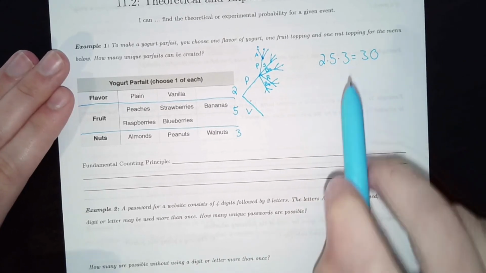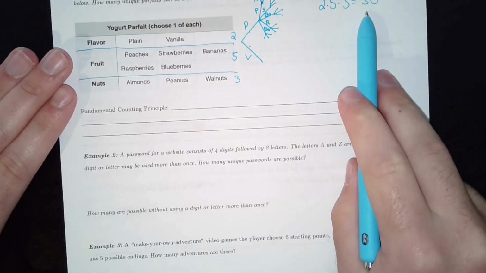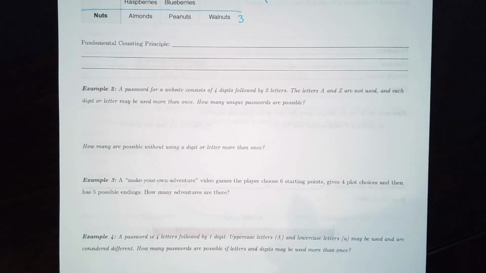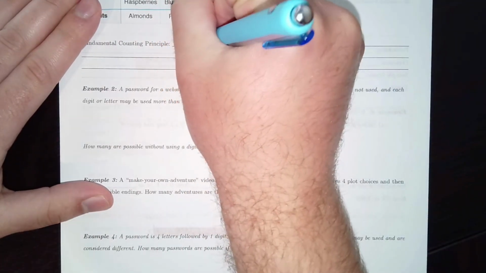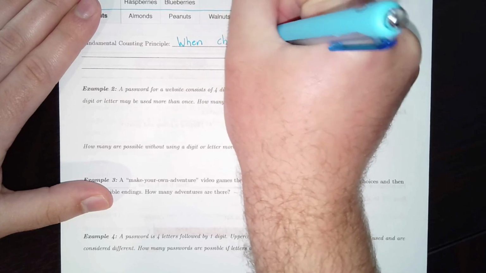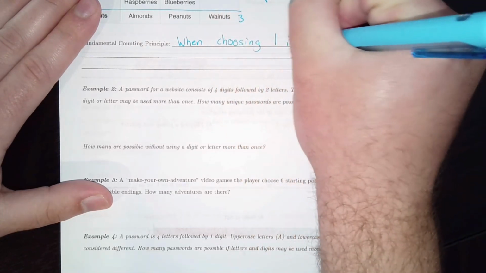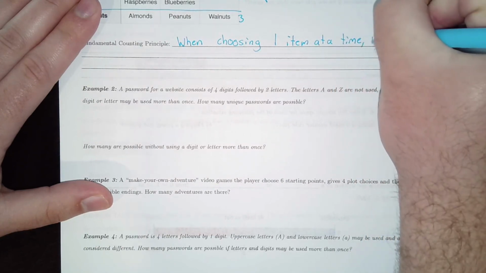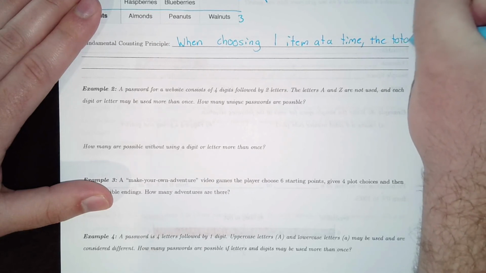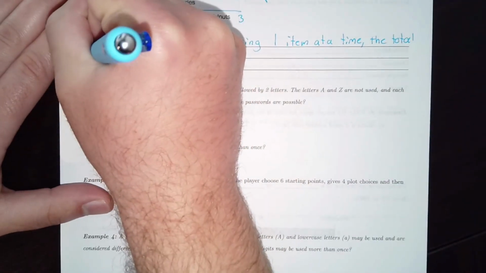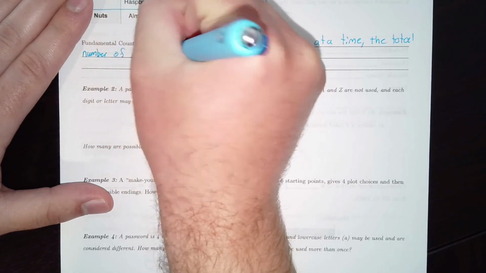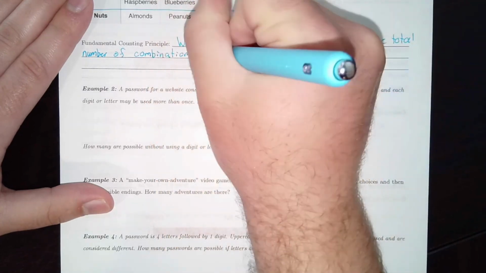So I'm multiplying them. That idea of multiplying the number of options you have at each choice is what we refer to as the fundamental counting principle. So let's go ahead and get this written down. It's a little bit wordy, but we'll talk through it here in a second. So it says, when choosing one item at a time, the total number of combinations can be found.